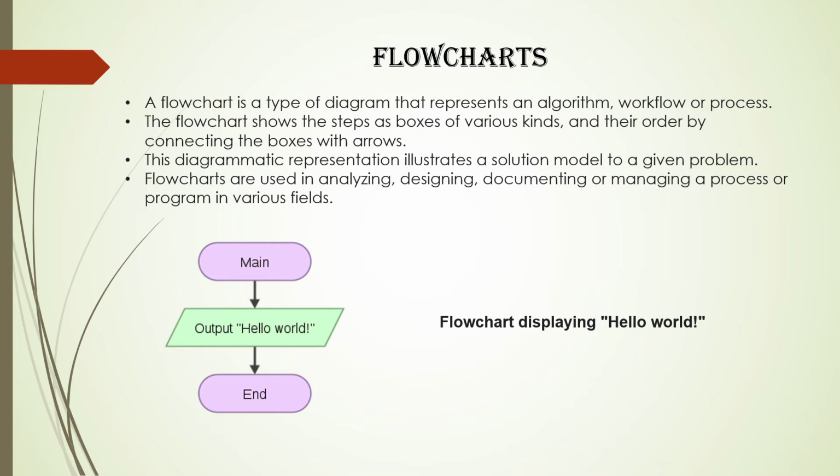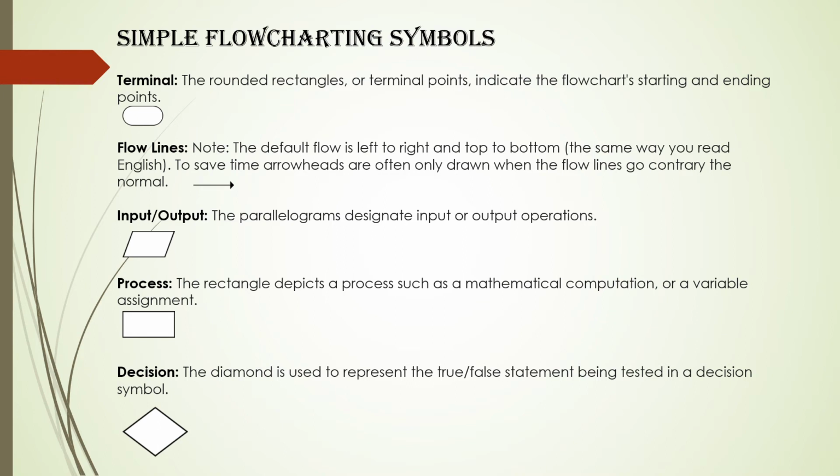Now let us understand the different kinds of boxes which are used in a flowchart. You must be wondering that the main and the end are written in a terminal shape, and the output hello world has been written in a diagonal box. So let's see what these particular boxes mean. Terminal: the rounded rectangles or terminal points indicate the flowchart starting points. When you draw the flowchart, there will always be one starting point and one ending point. You have to draw the starting and ending point with the terminal only.